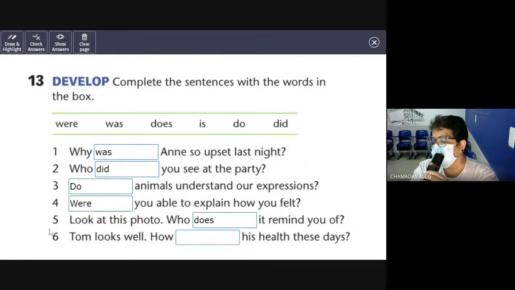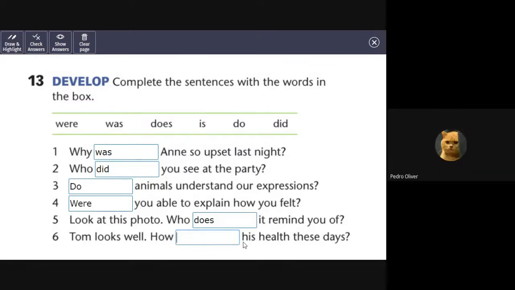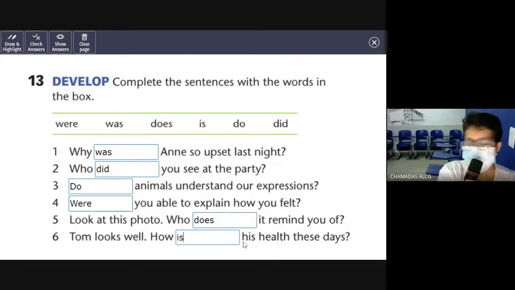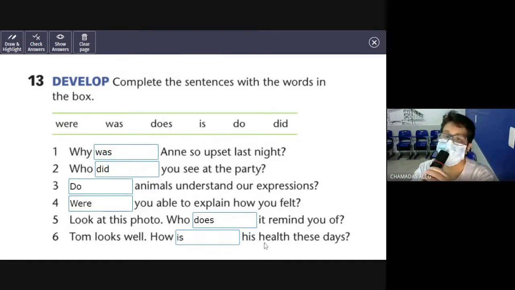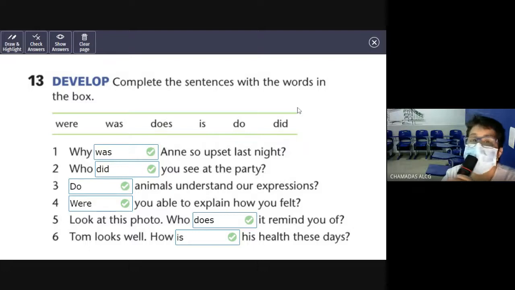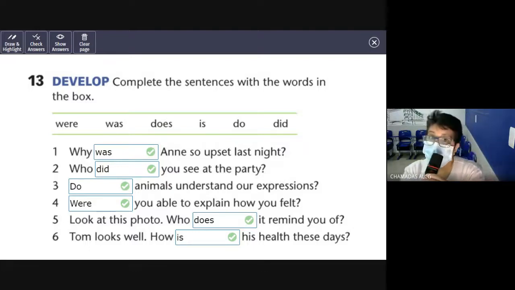And now Tom looks well. How is his health these days? Checking the answers. Please take a picture if possible. Okay.